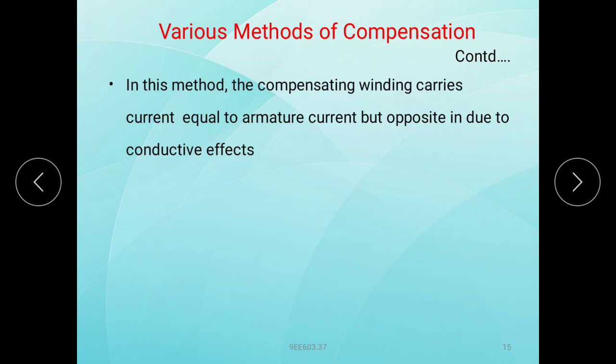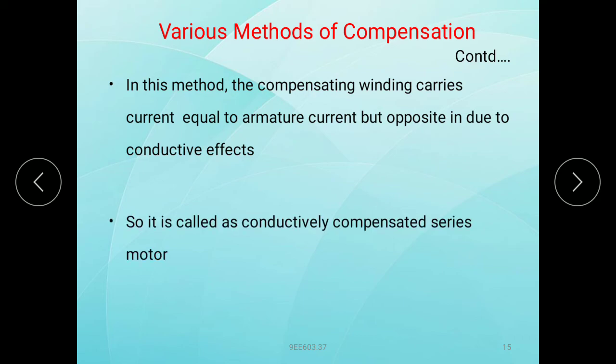In this method, the compensating winding carries current equal to the armature current but opposite in direction. So it is called a conductively compensated series motor.